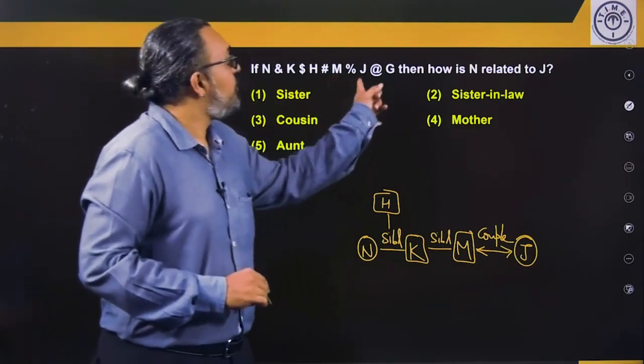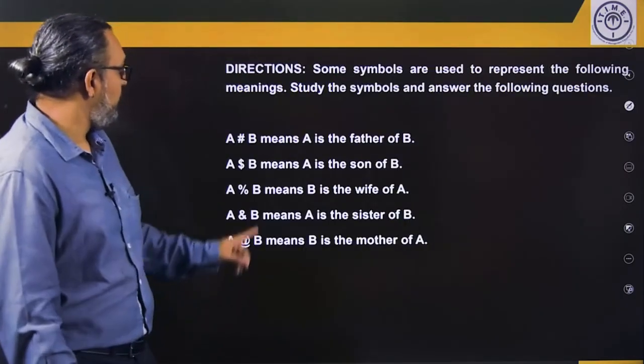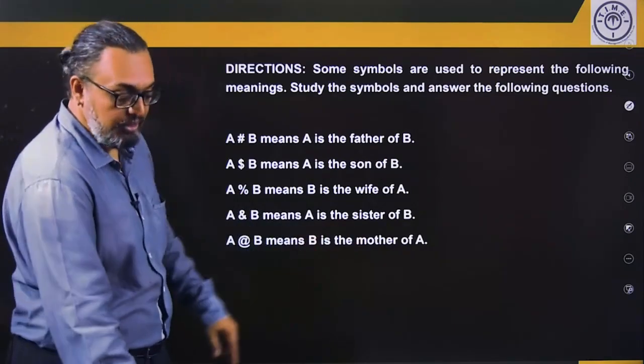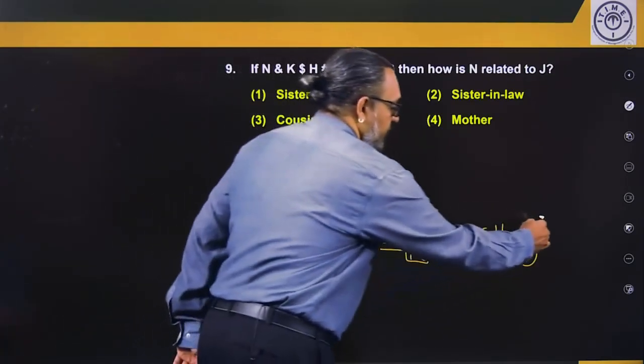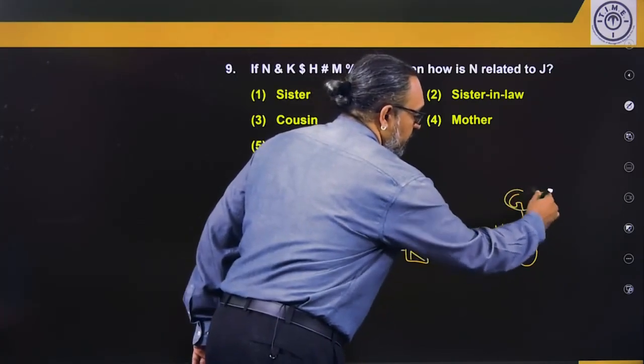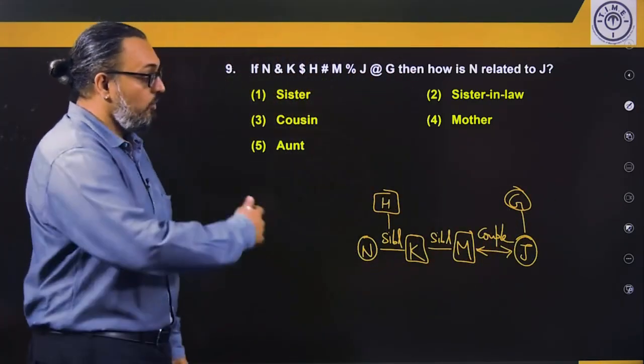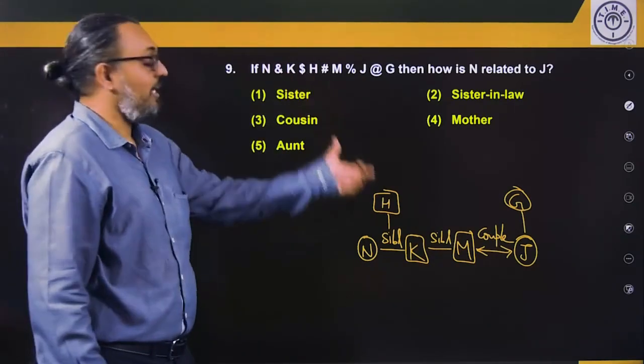Correct? And then j at the rate g. What does at the rate mean? At the rate means in the reverse, mother. Okay, means G is a mother to J. Okay, so we have G who is a mother to J. So this is what we have as the expression.